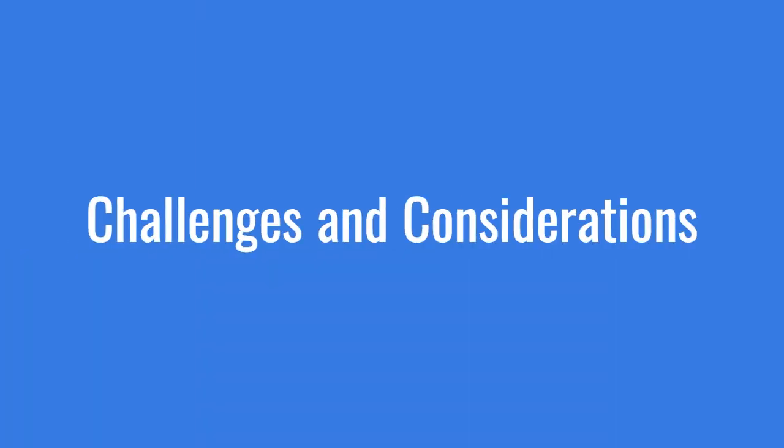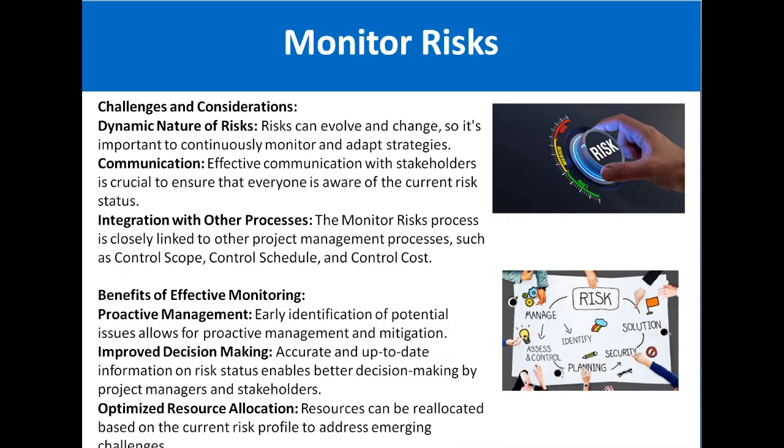Then next are the challenges and considerations. Friend, risks have a dynamic nature and may evolve with the passage of time, and we may have to adopt different strategies. Communication is very important, that you have to communicate the current status of risk to the major stakeholders. The risk may integrate with other processes like control scope, control schedule, and control cost as well.